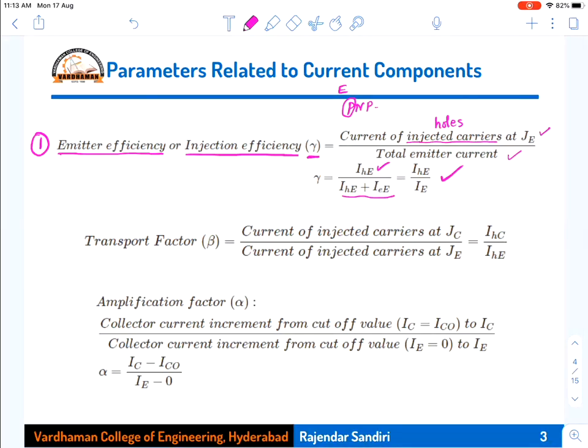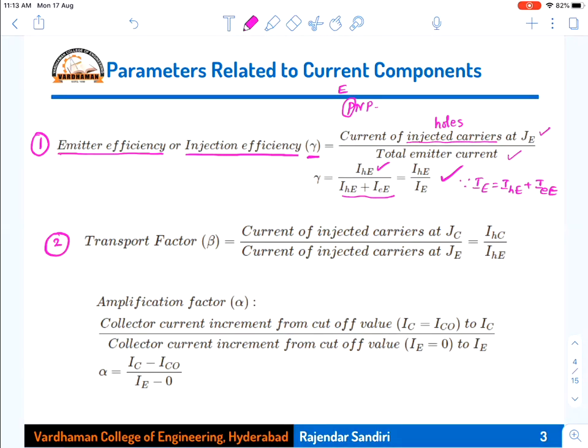IE is equal to majority hole current plus minority electron current. Total current is IE. So that is about the emitter efficiency. Emitter efficiency is equal to injected carriers at the junction JE divided by the total emitter current. So in case of a PNP transistor, gamma is equal to IHE by IHE plus IEE. In case of an NPN transistor, the numerator will be because of the electron, so it will become IEE divided by IEE plus IHE. That is the difference.